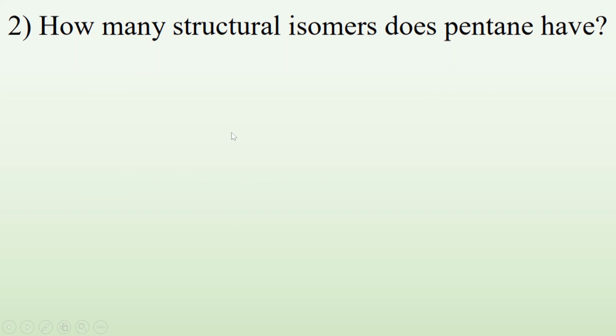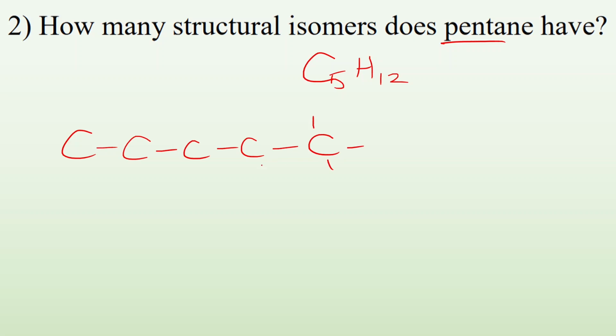Right, number 2, how many structural isomers does pentane have? So pentane we know is, well, let's see, pent means 5, so it's C5H12, right? So pentane looks like this. With on all of those lines there's a hydrogen, but I'm lazy, so I'm not going to draw the letter H. You just know that for each one of those lines there's a hydrogen. So this would be one possible isomer. What would be another one?